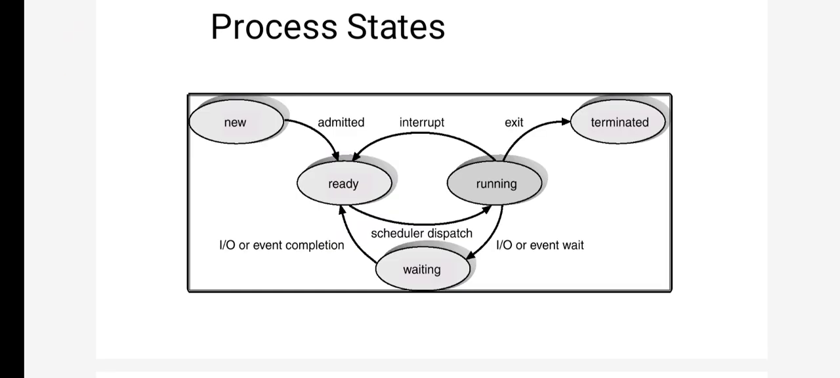Now you can see these five parts in the process states: new, then ready, which is called admitted, and then waiting or running, and then terminated. Ready and running make a cycle between them, with interrupt or scheduler dispatch.